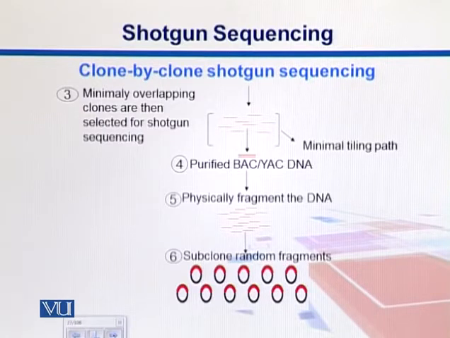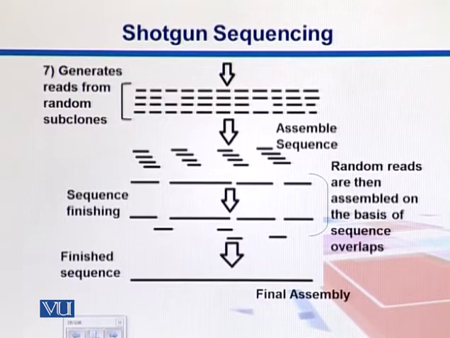So we take minimally overlapping clones, purify those BACs and YACs for the DNA, and physically fragment them. In the end we get small fragments from these clones, and these are again subcloned into vectors. So we get those fragments and put them into vectors again; it's a second step of cloning. Then we break them and present them to the sequencers, and in the end we get those short reads.